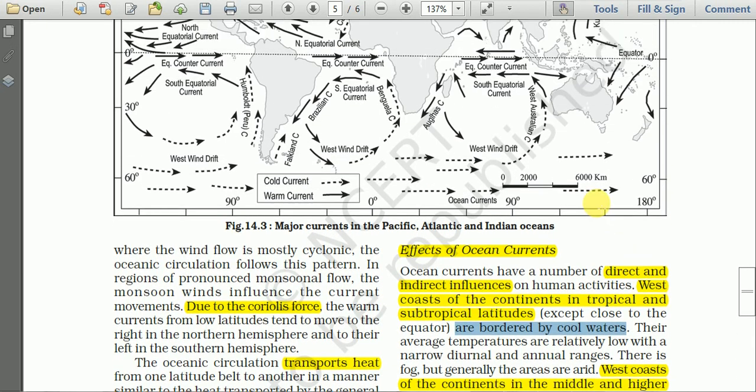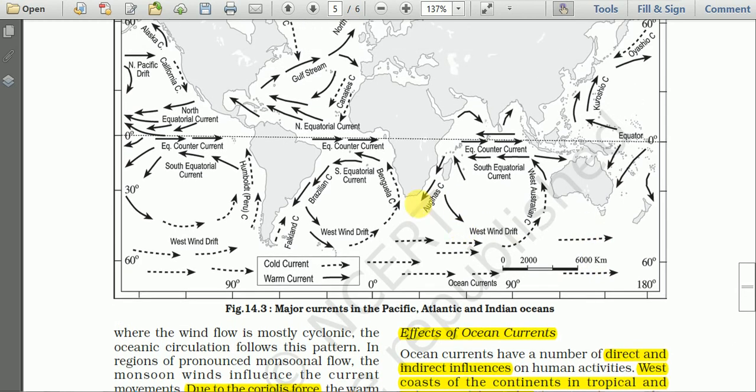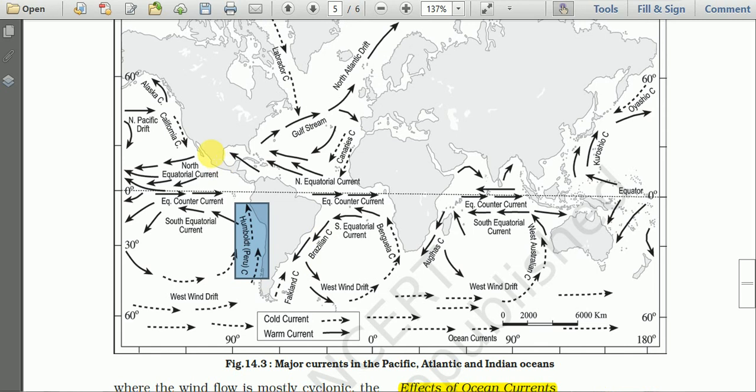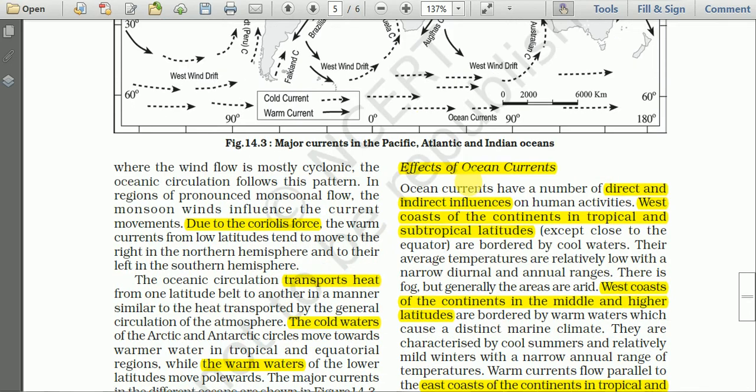See here, west coast of continents. Cold water is here, and here also. In the tropical and subtropical area, you will find cold waters along the west coast, and here also we find cold ocean currents west of South America, and west of North America also we find cold waters.